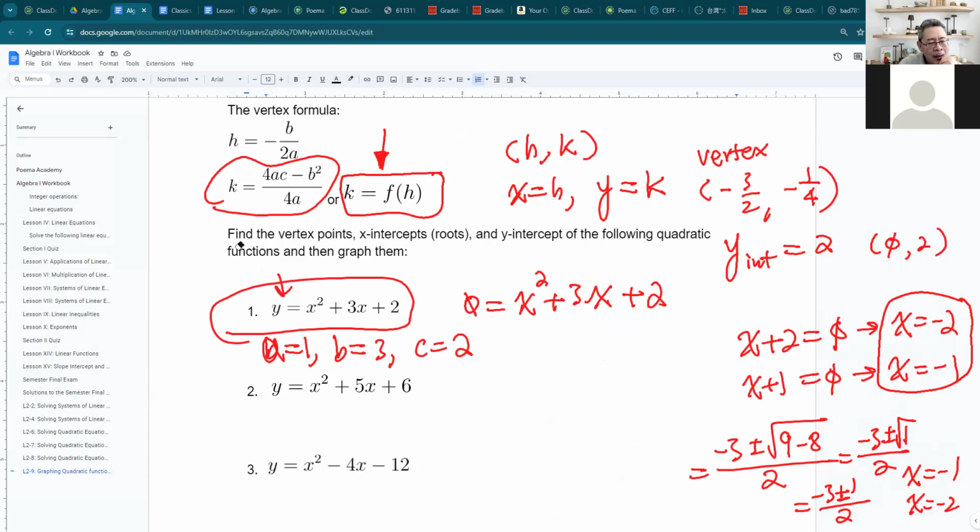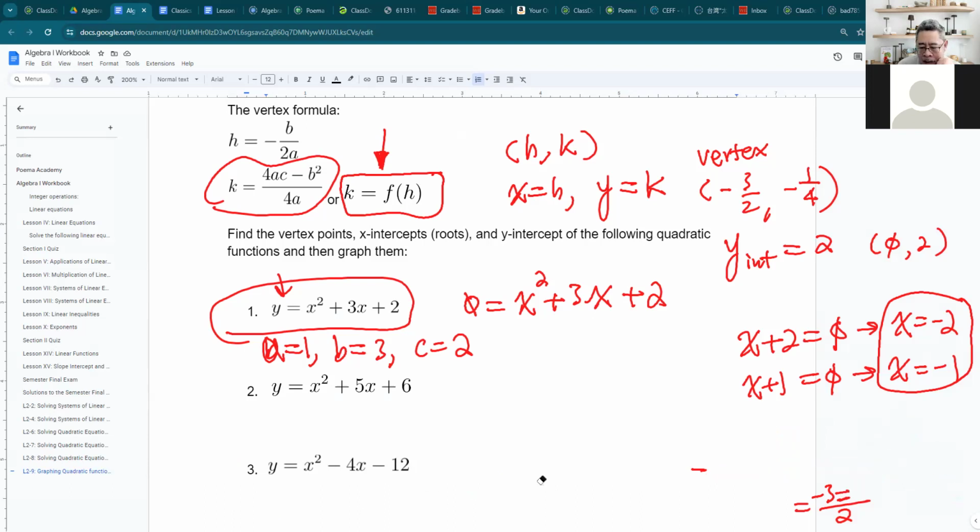Oh, okay. Yeah. So the key here is to figure out what A, B, and C are, because on here our A is 1, B is 3, C is 2. But for this problem, our A is still 1, but our B is negative 4, and our C is negative 12. So that's something you have to be careful about. Okay. Now, once we have that, it can be pretty simple.